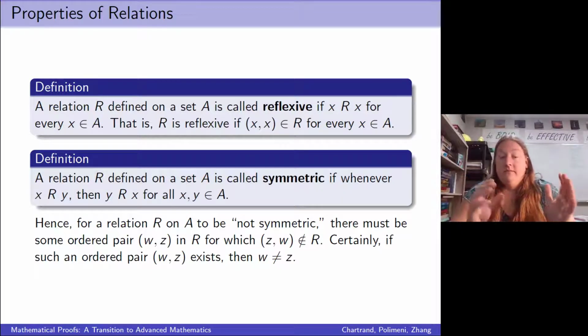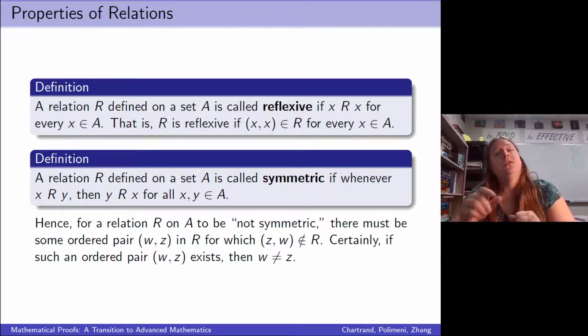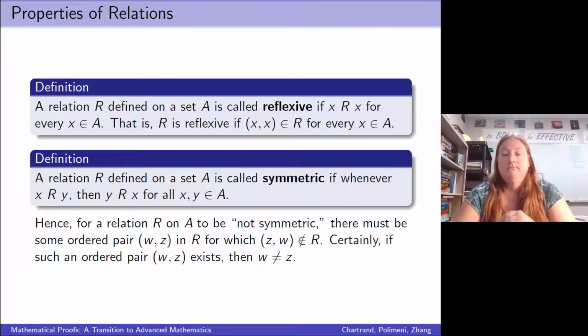We also can take a relation on that single set A, and we can say it's symmetric. And we say that if x is related to y, then y is related to x for every x and y in A. In other words, if (x, y) is an ordered pair that's a part of my relation, then (y, x) must also be an ordered pair that's a part of my relation. We also sometimes want to say that the relation is not symmetric, and we can easily see that if we have an ordered pair, say (w, z), that is a part of the relation, but the ordered pair (z, w), the reverse of it, is not a part of the relation.